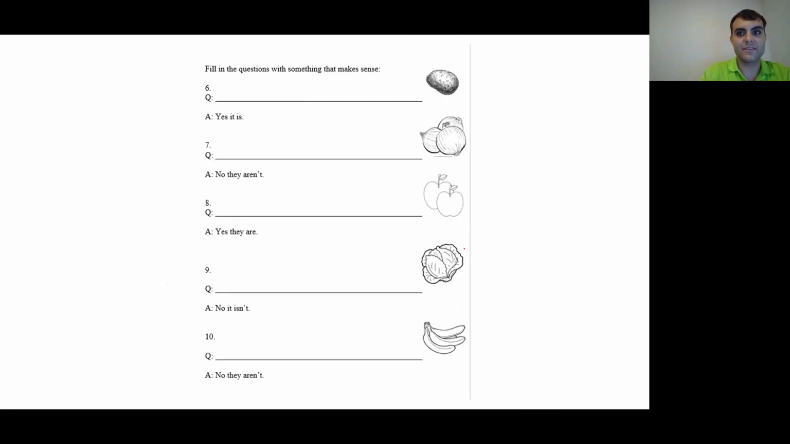Okay, and then for the next page, you got to fill in a question like we just did. We have the answers. Yes, they are. No, they aren't. Yes, it is. No, it isn't. So then we have to fill in a question that makes sense. So for this one, the first one, the answer is yes, it is. So what do we got to put? We got to put is it, what's this? Potato. We got to put a question that makes sense for the answer to be yes, it is. So very good.